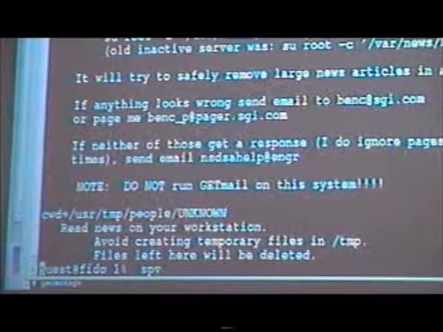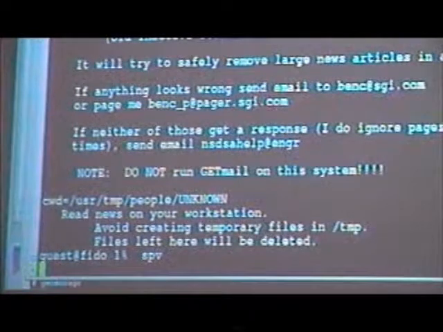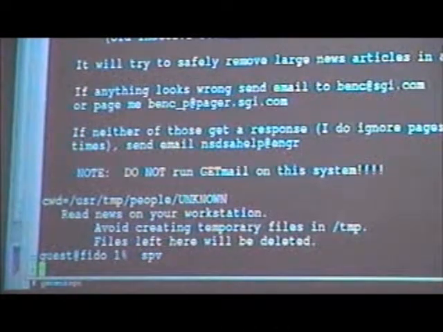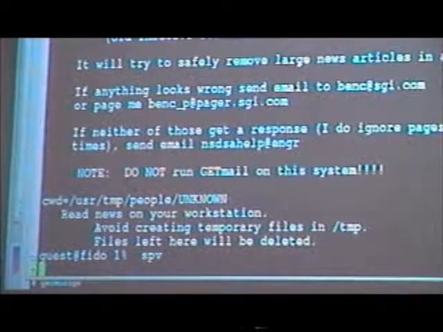So I'm just going to see if SPV is on the system. I put it there earlier, so I'm not sure if I modified this SPV to allow us all to run at the same time.